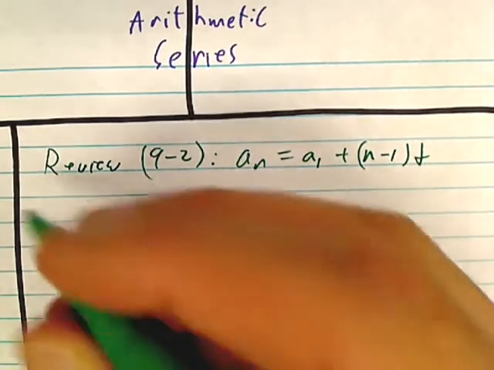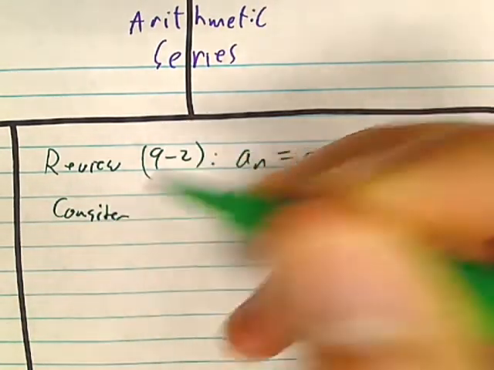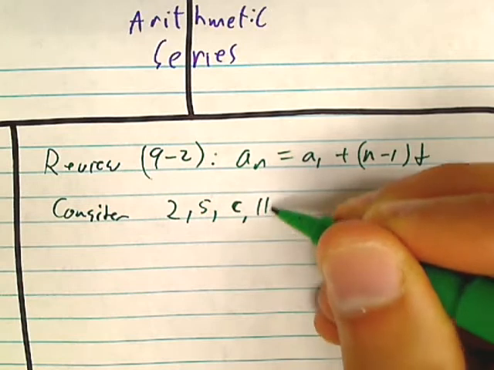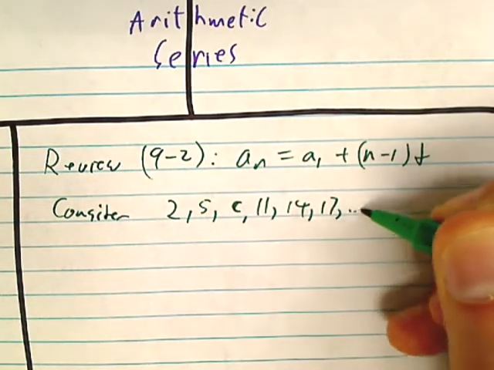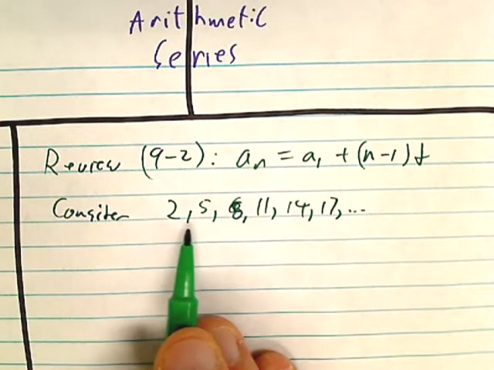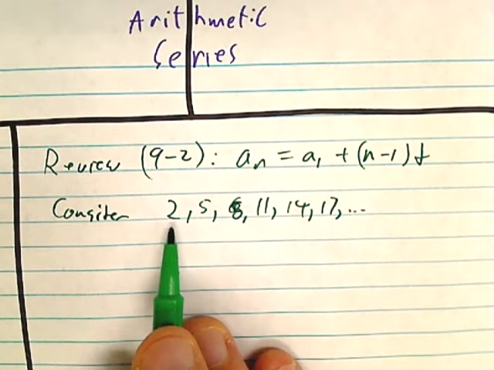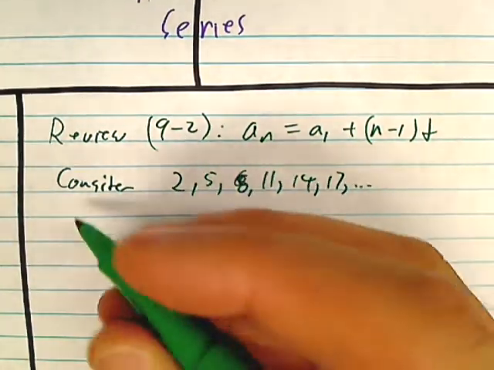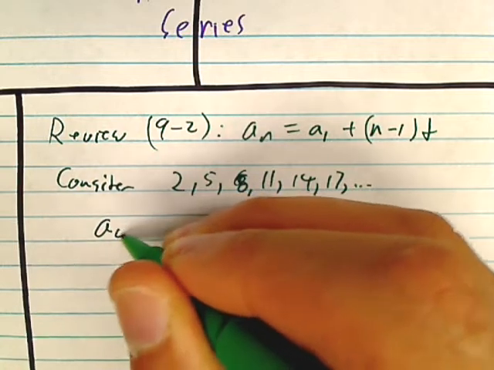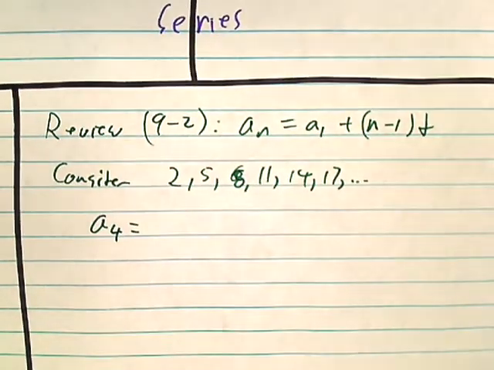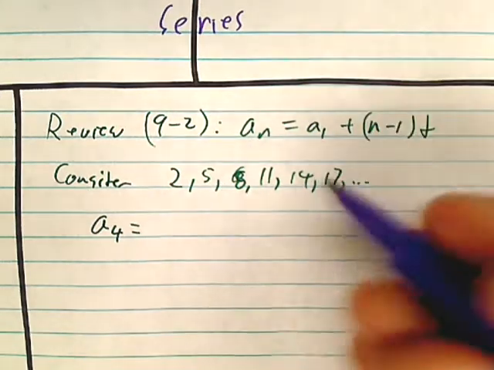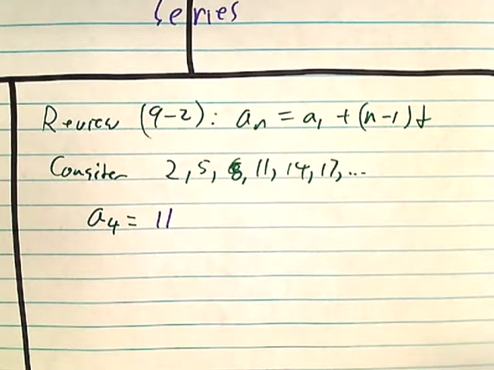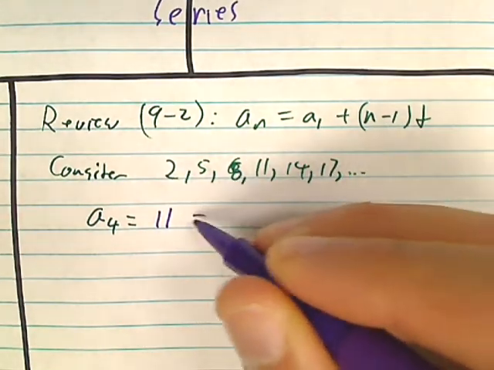Okay, let's see what's happening here. So we will consider this arithmetic sequence: 2, 5, 8, 11, 14, 17, and so on. The common difference is 3. We're going up by 3 each time, and the first term is 2. The notation that we used before, we'd say something like, well, what's a sub 4? This is the fourth term, so we count 1, 2, 3, 4, and that would be 11. So a sub 4 is 11. This means the fourth term.